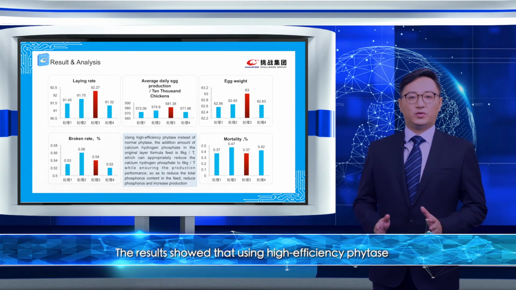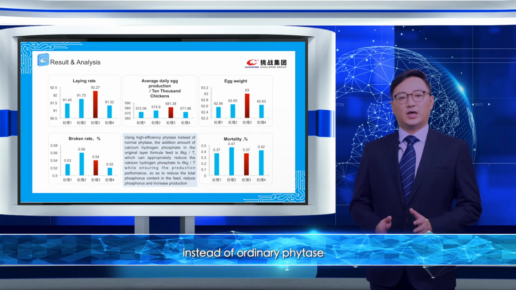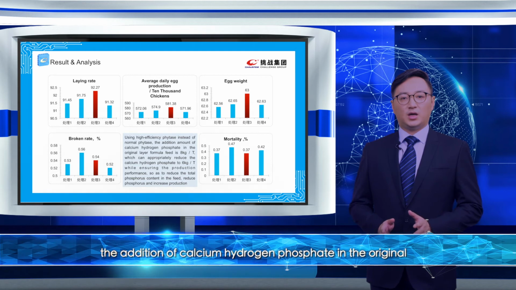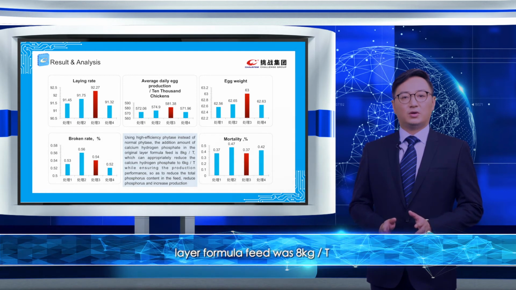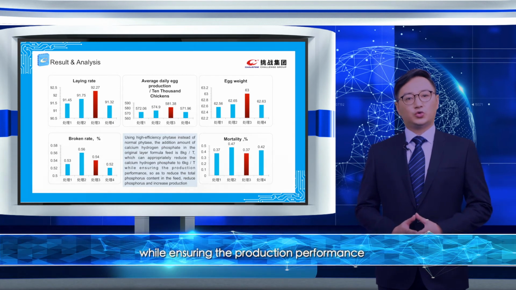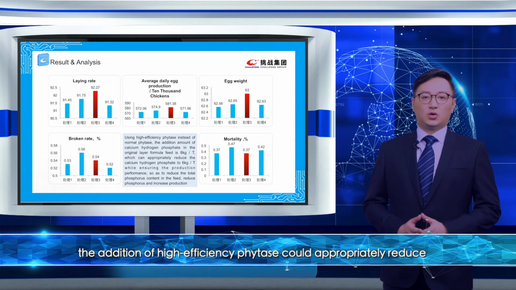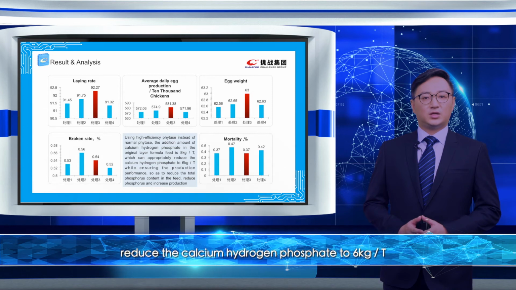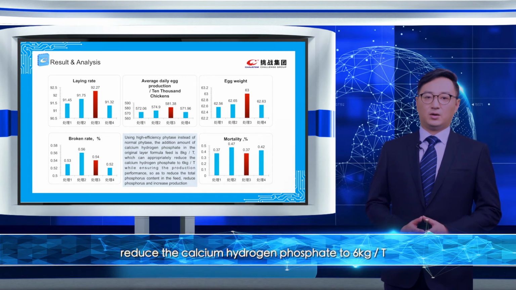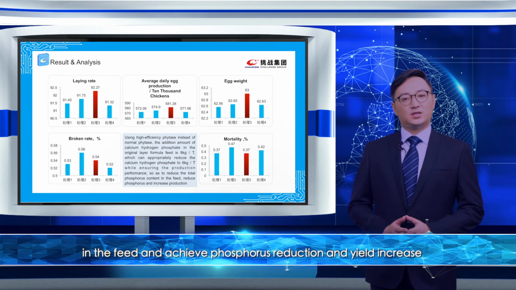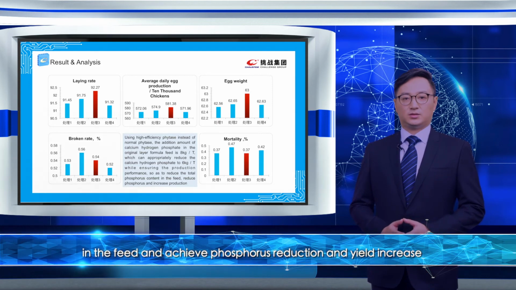The results show that using high-efficiency Phytase instead of ordinary Phytase, the addition of DCP in the original layer formula feed was 8 kg per ton. While ensuring the production performance, the addition of high-efficiency Phytase could appropriately reduce the DCP to 6 kg per ton, so as to reduce the total phosphorus content in the feed and achieve phosphorus reduction and yield increases.